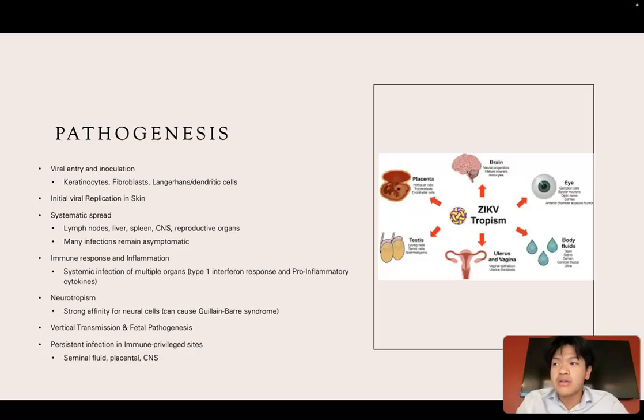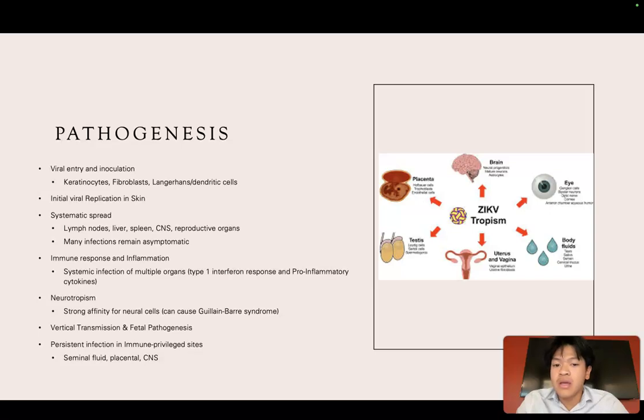And then skin cells like the keratinocytes and monocytes are the first cells to be infected right after the bite of the mosquito, actually. And then dendritic cells are the immune cells in the skin and the lymph nodes that help spread the virus throughout the body. And then we have the monocytes, which are also part of the immune system, and the Zika virus can replicate within them, which helps evade the immune system.